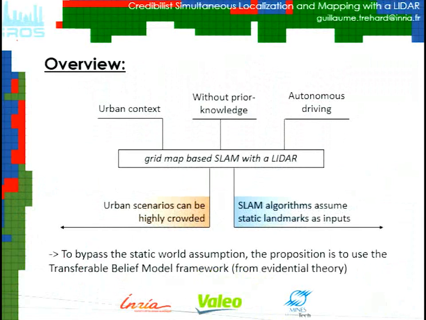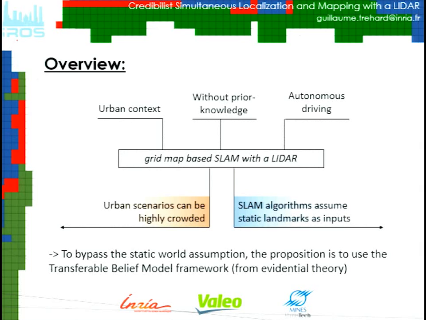We are actually working on autonomous driving in urban context and without any prior knowledge of the environment, so no pre-recorded map. And the solution we have developed is a grid map-based SLAM with a LiDAR input. And we are facing the classic ambivalence of this topic, meaning that SLAM algorithms assume static input as landmarks, and urban scenarios can have really crowded situations.